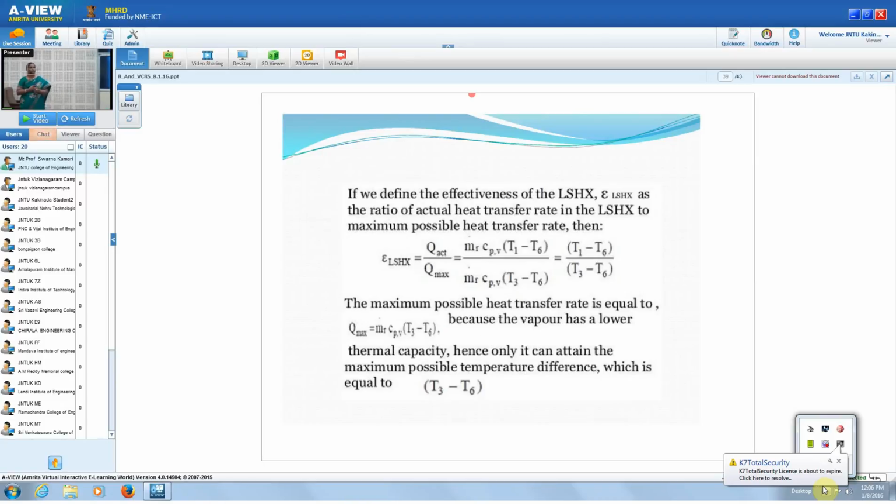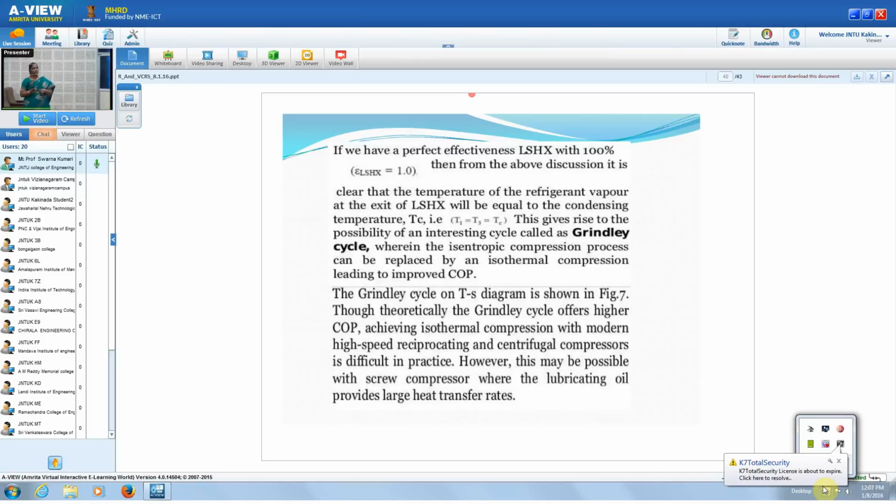With this you can also find out the effectiveness of the heat exchanger, in terms of the mass and the specific volume of the refrigerant. This is the one given by Grindley. He showed that by installing a heat exchanger we can subcool the liquid refrigerant and also superheat the vapor refrigerant.